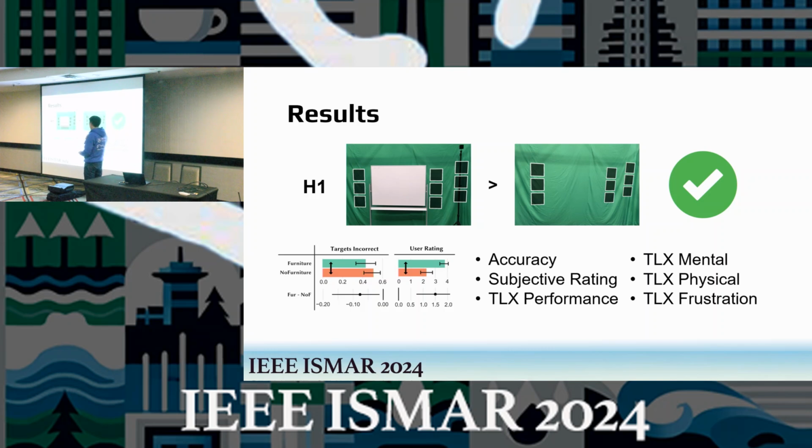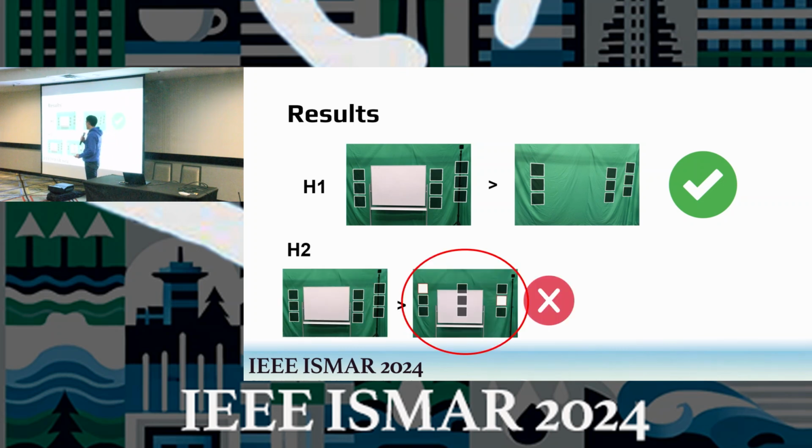Also, from the subjective feedback from our participants, we can see a better subjective rating, better performance, less mental and physical demands, and also less frustration for the condition with the furniture than the empty room. For the second hypothesis, we could not find conclusive evidence that the situated layout would have an effect on spatial memory. But interestingly, we can see that with a regular grid layout, participants had less physical demands and also faster recall time than the other situated layout.